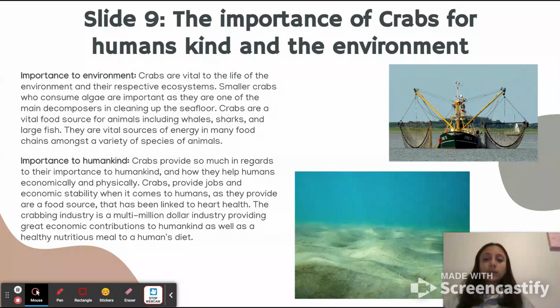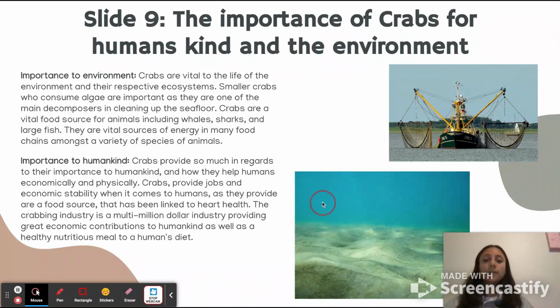Their importance to humankind. Crabs provide so much in regards to their importance to humankind and how they help humans economically and physically. Crabs provide jobs and economic stability when it comes to humans. They also are a great food source that has been linked to heart health. The crabbing industry is a multi-million-dollar industry providing great economic contributions to humankind as well as a healthy, nutritious meal to a human's diet.